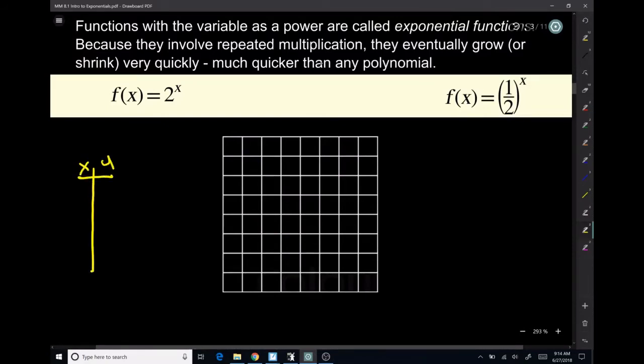So I'm going to graph y equals 2 to the x. I'm going to make a table, and in this table, plug in numbers from negative 3 to 3.